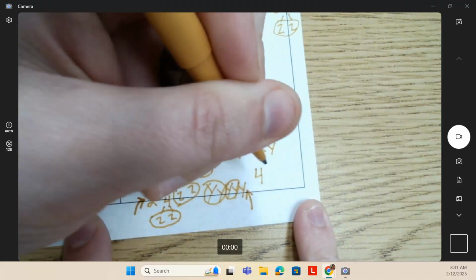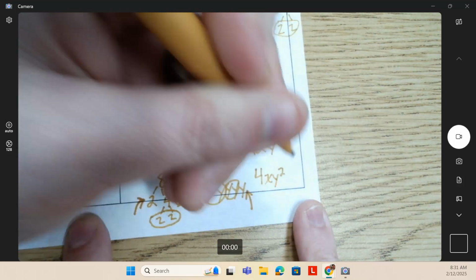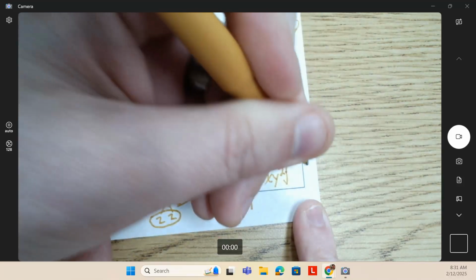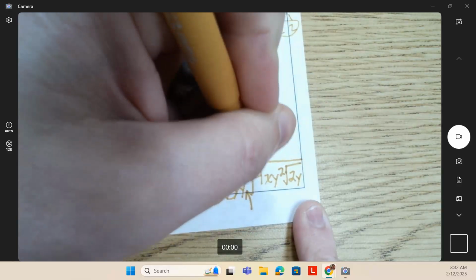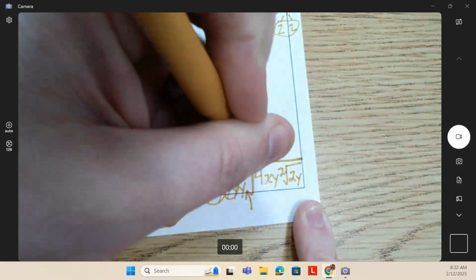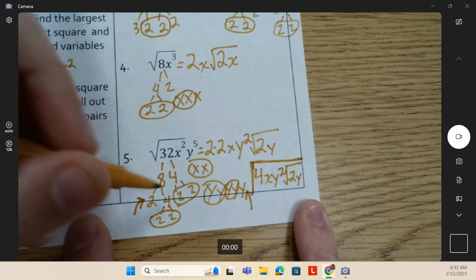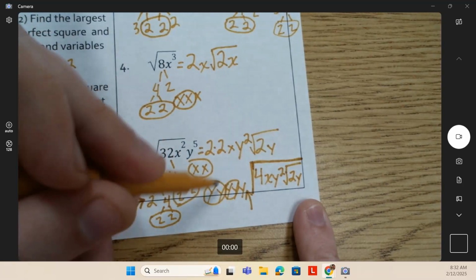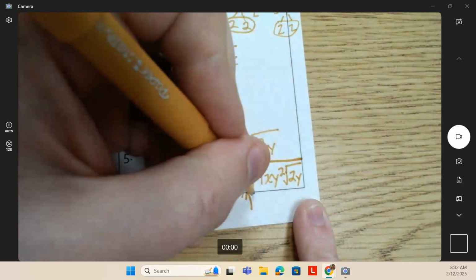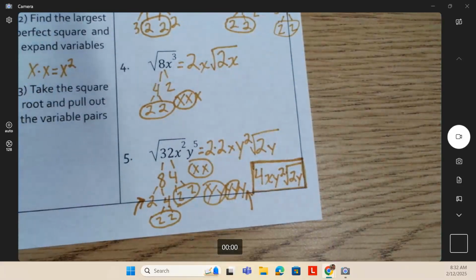2 times 2 is 4. So 4x y squared, the square root of 2y. Our final answer there. So as you're splitting it up, it's all about breaking it apart into smaller pieces, finding things that pair up, and putting whatever's left back inside that radical. So good luck working on that, and you'll do great with it.